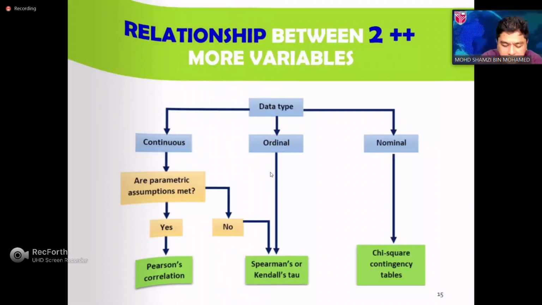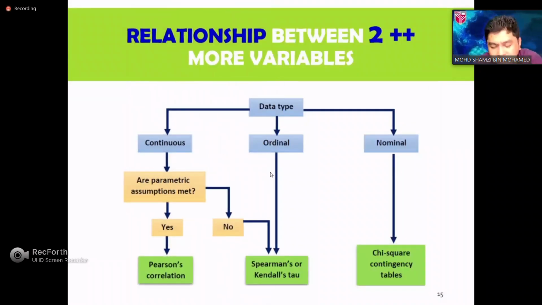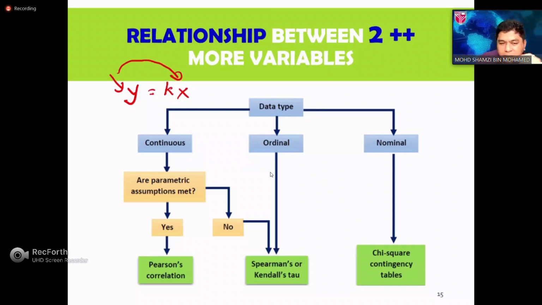And then, relationship between 2 or more variables. Relationship usually is correlation. Correlation you will learn maybe in week 12. Correlation and regression is just you want to know whether y is equal to kx, something like that. Regression means relationship, how y relates to x, and then this is the coefficient, the correlation coefficient. This one is straightforward.